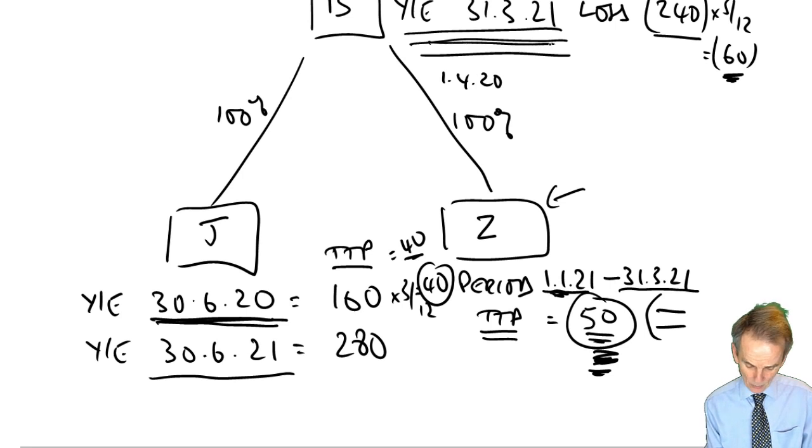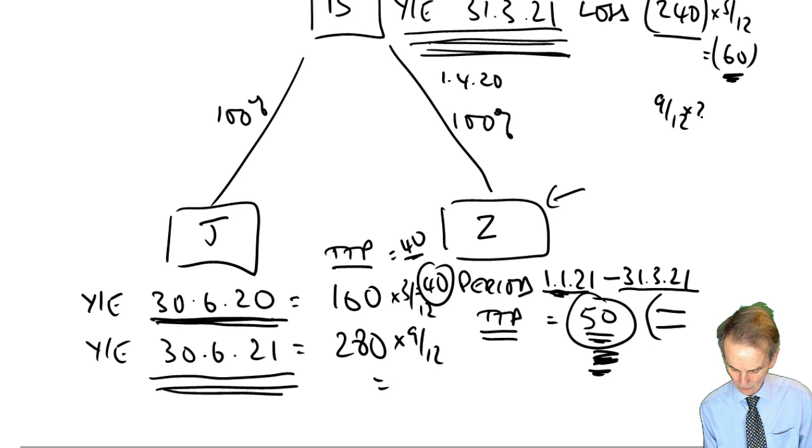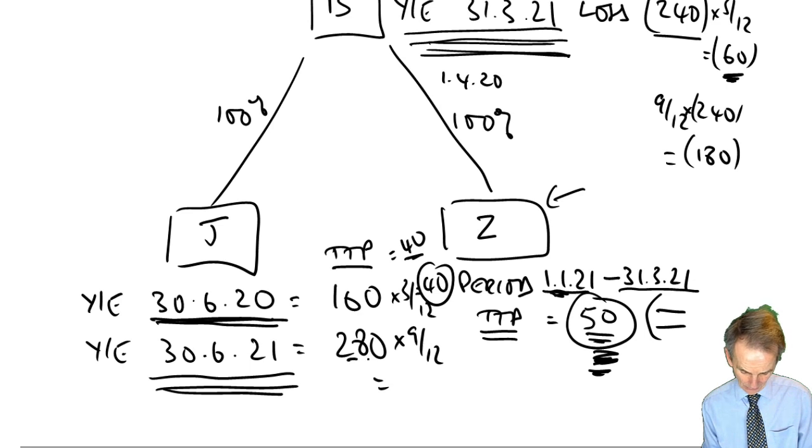The year ended March 21 loss-making period, well, 9 months of that corresponds to J's year ended June 21. So what is 9 months worth of the profit there against 9/12 of that loss of 240? The loss, 9/12 of 240, that's going to be what, 180,000 amount of loss. Clearly we're doing 9/12 of 280. That's going to be a bigger figure in an objective testing question. Therefore, you don't have to go any further. There's your 180,000. That will be the maximum group relief.